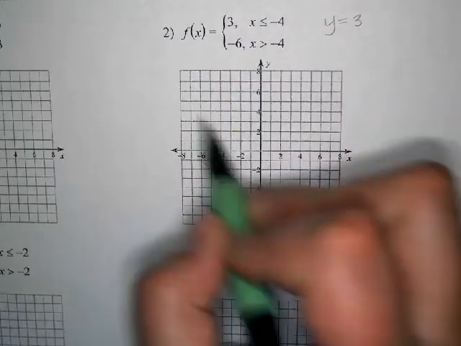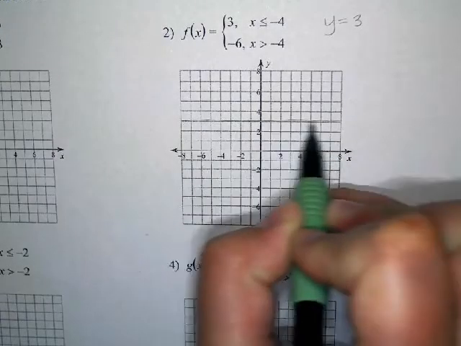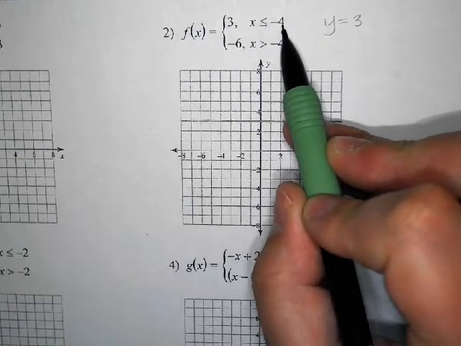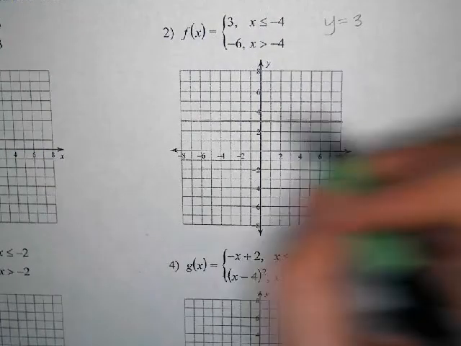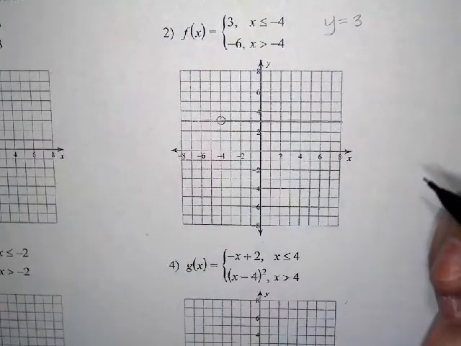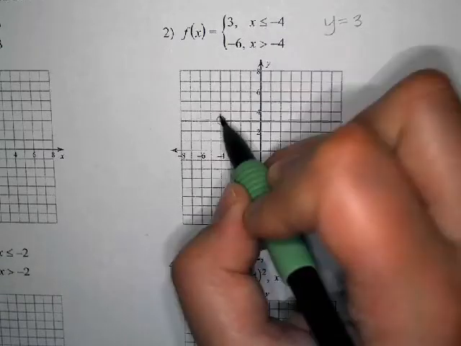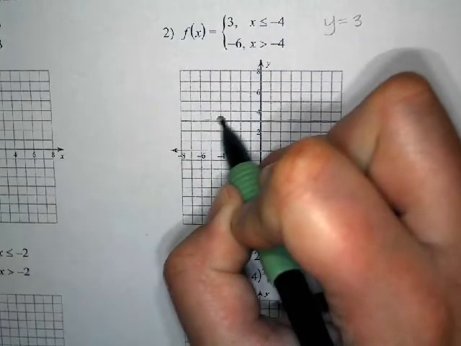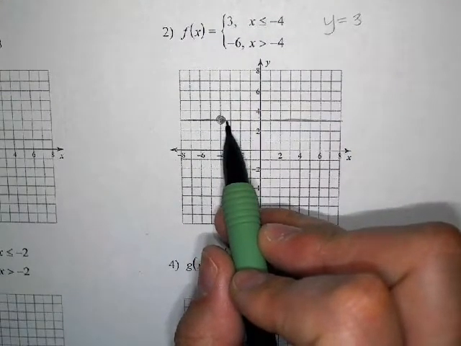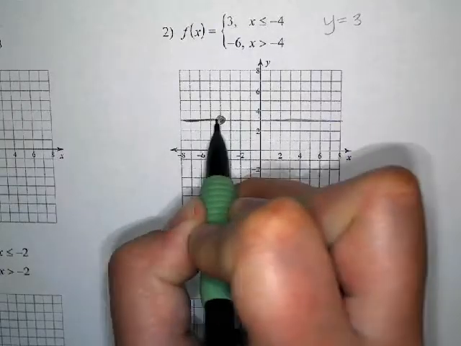So there's my horizontal line at y = 3. I need to circle the point where the x is -4. And should I fill in that point or not fill it in? I should fill it in because it says equal to. And then am I going to keep the part on the left side or keep the part on the right side? The left side, so I'm going to make this dark. And then everything to the right, I'm going to erase. Okay?